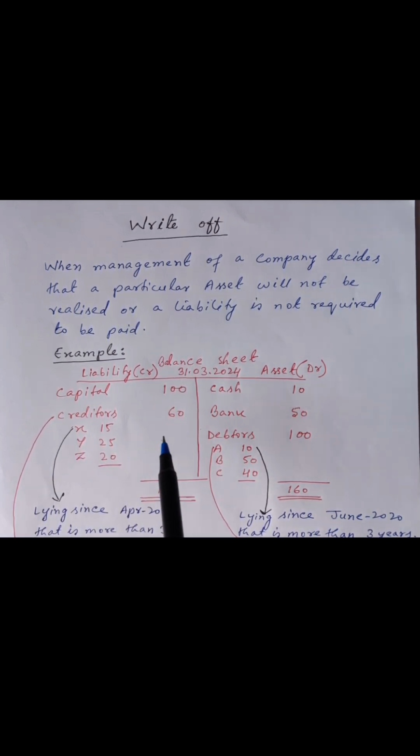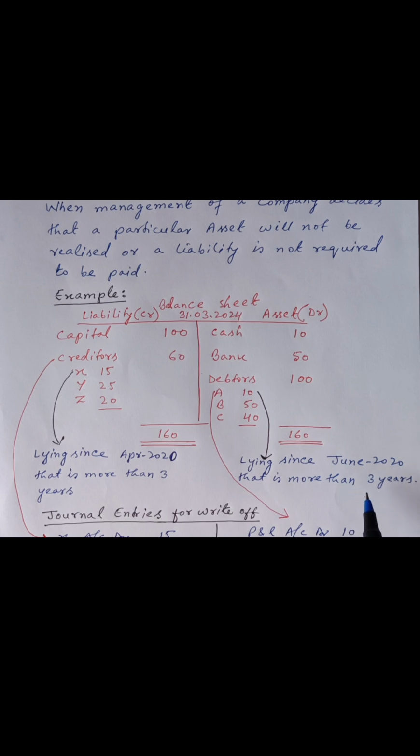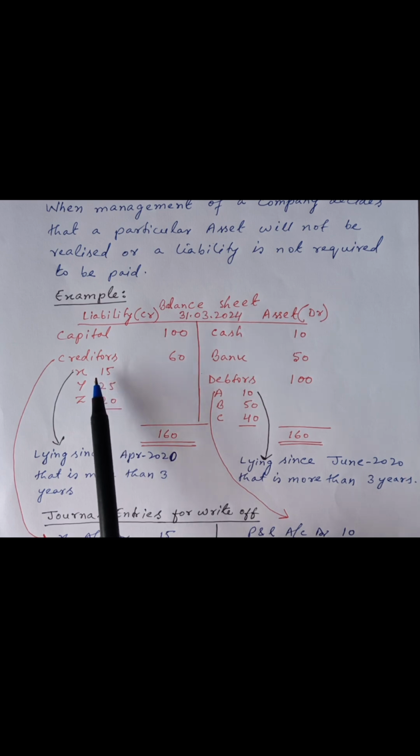This balance sheet is as on 31st March 24. This is the asset side and this is the liability side. On the asset side we have debtor A. This debtor A has been lying in the books since June 2020, that is, it is a very old debtor lying for more than 3 years. On the liability side we have creditor X. X has been lying since April 20, a very long-standing creditor.